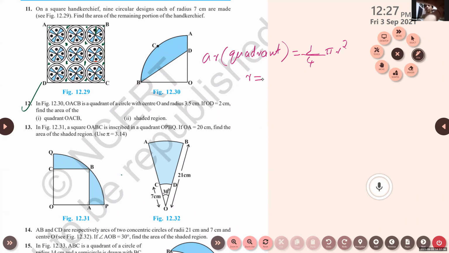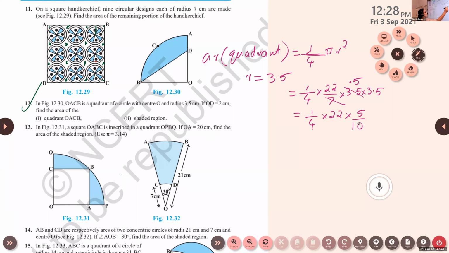And r is 3.5. So it is equal to 1/4 × 22/7 × 3.5 × 3.5. For simplification, 3.5 we can write as 35/10. Or you can multiply directly. So here we can cancel 2.